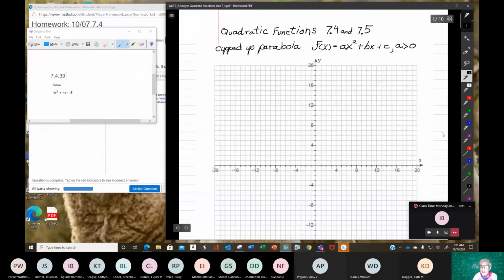The first thing we're going to do is talk about cupped up and cupped down parabolas. Those are the functions. There are other kinds of parabolas, but cupped up parabolas are what we're talking about today. I'm going to be drawing the parts of a typical cupped up quadratic function graph.